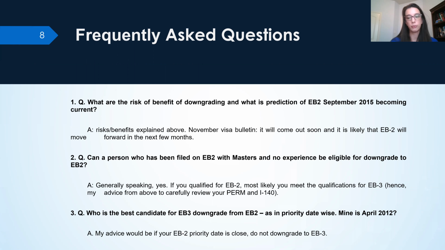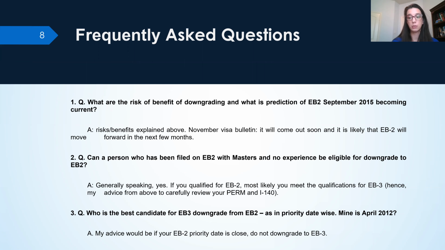The first question: what are the risks or benefits of downgrading, and what is the prediction for EB2 September 2015 becoming current? I think I covered the risks and the benefits a couple of slides up. Basically, the only reason people want to file is to get that I-485 adjustment of status green card application in, and as part of that you get an EAD work authorization and the travel permit. With the work authorization, after 180 days, you can change an employer if that's what you want to do.